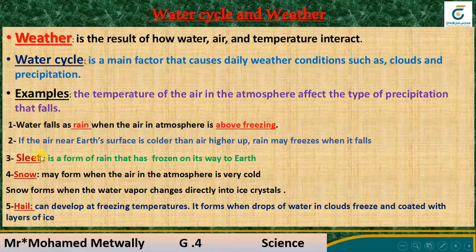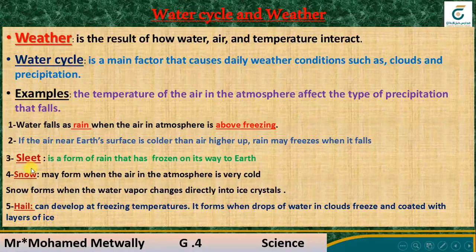That's it. In example number 2 here, the air near Earth's surface is colder and the air higher up is warmer. So the rain may freeze when it falls. So when the rain comes from upward to downward to the ground, from a high temperature level to a low temperature level, it will freeze. So you may see the snow.